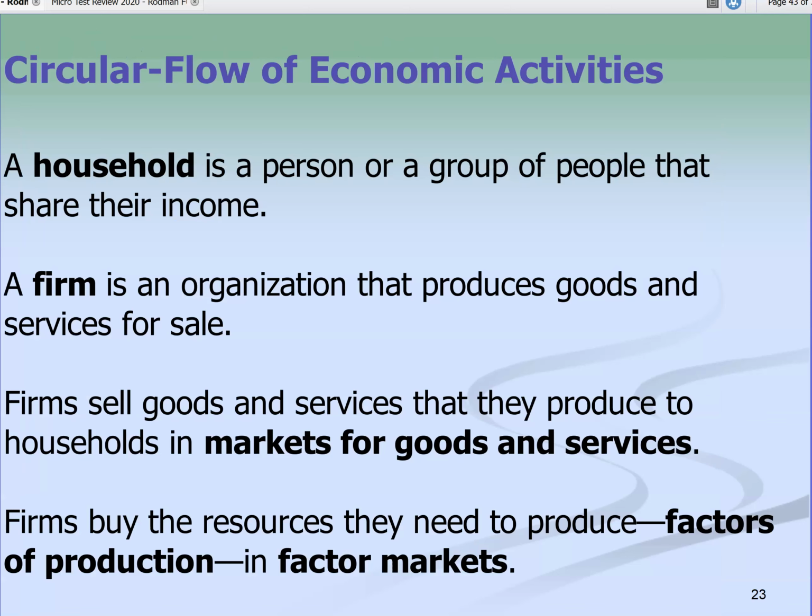Okay, and then this just talks about the different pieces of the circular flow model we talked about here. A household essentially being a consumer, a firm being a business, the market for goods and services, essentially the selling aspect where those goods and services are sold, and then the factor markets being the factors of production, the natural resources, human resources, and capital resources that we talked about earlier.